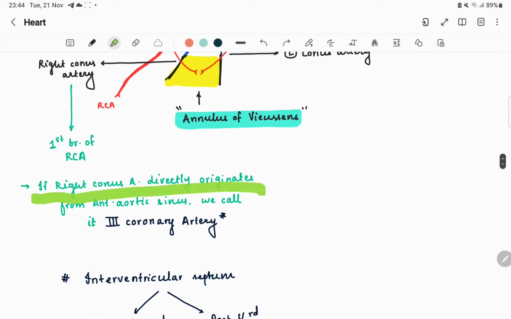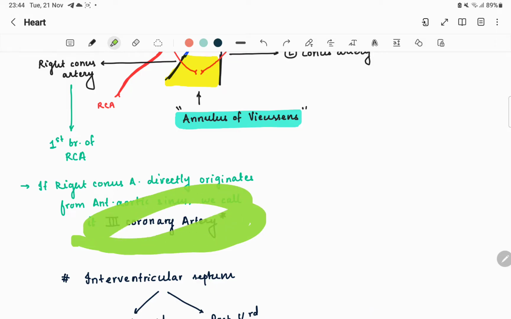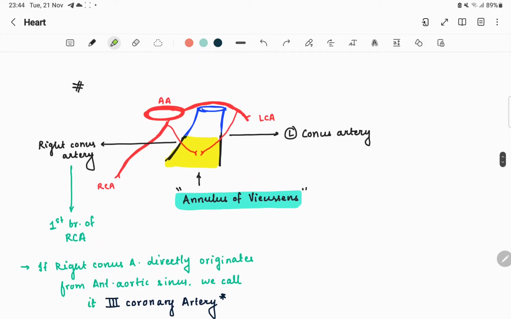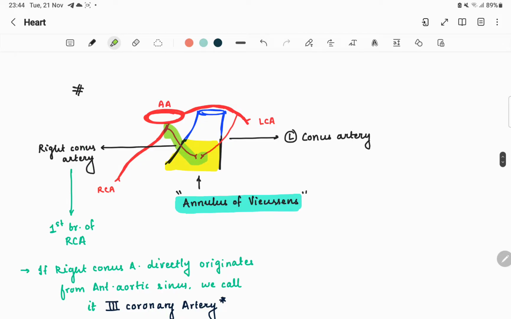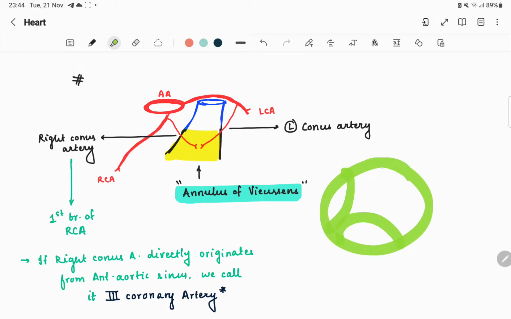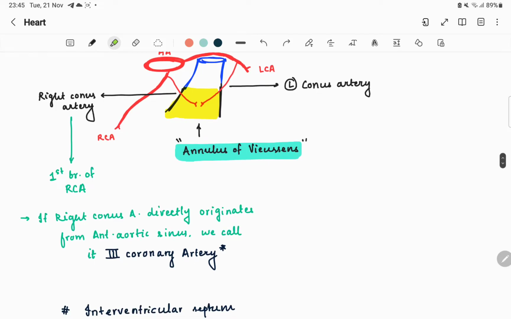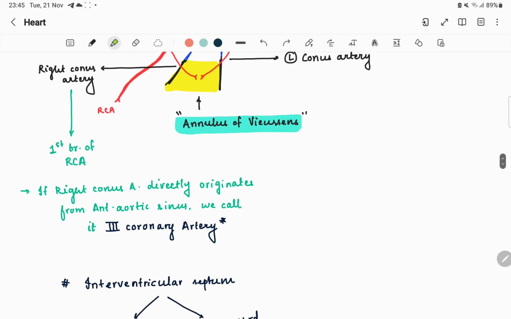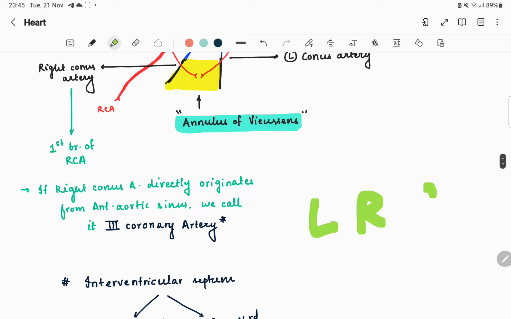If the right conus artery originates directly from the anterior aortic sinus, we call it the third coronary artery. We talked about the anterior aortic sinus, we had this type of arrangement. If it arises directly from the anterior aortic sinus, then we call it the third coronary artery. So we have the left coronary, right coronary, and the third coronary. This is very optional.